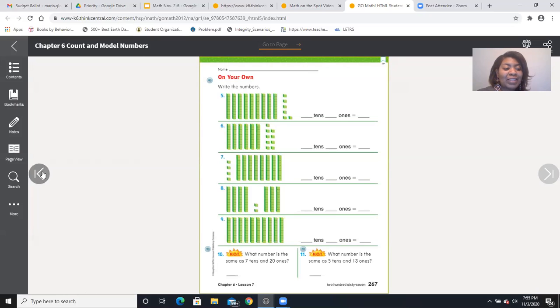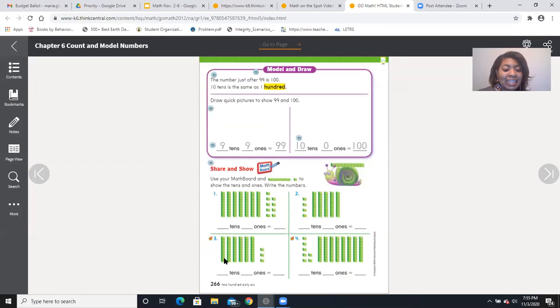But what you're mainly doing is determining how many tens, how many ones, and you're writing the number that it represents. All right, I am sure that you all can do this math lesson.